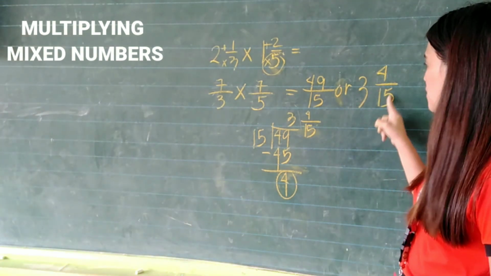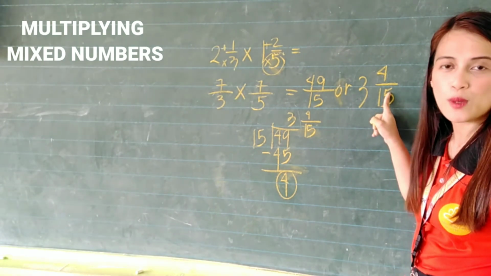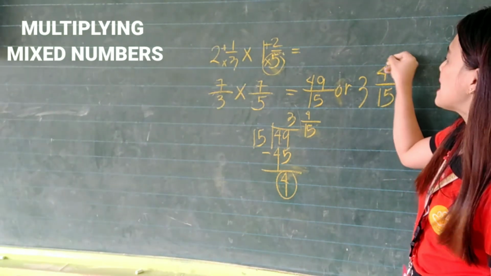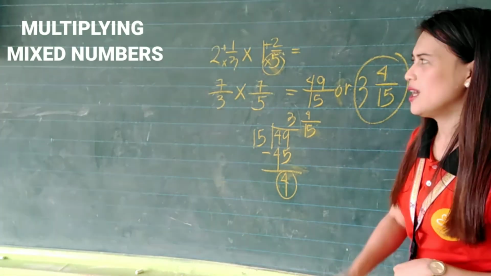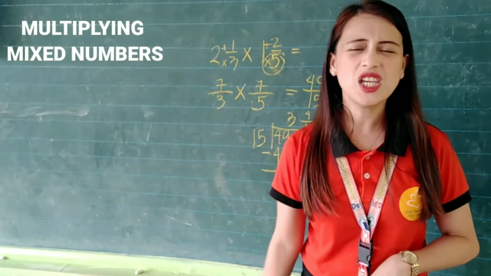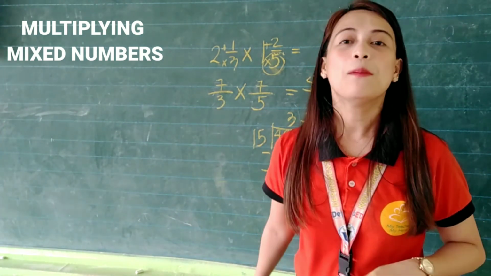So naay ba'y ma-divide sa ilahang duha? No, wala na, because this is already in its simplest form or lowest term. So this is now the final answer. So nakuha? So again, kapag mixed number, i-change lang dito sila into improper fractions before tayo mag-multiply.